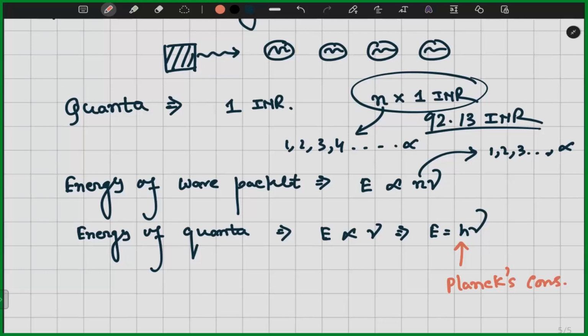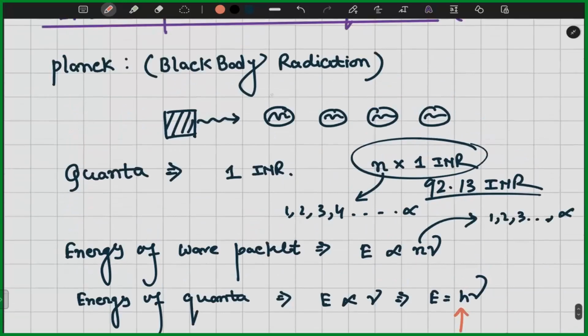It can be infinity. So if it is h nu, it may be 2h nu, it may be 5h nu, it may be again 3h nu, it may be h nu, but it can never be 1.5h nu or 2.7h nu. This can't happen. So this is called the quantized way. Planck said that light or radiation is always emitted from a black body in this quantized way.